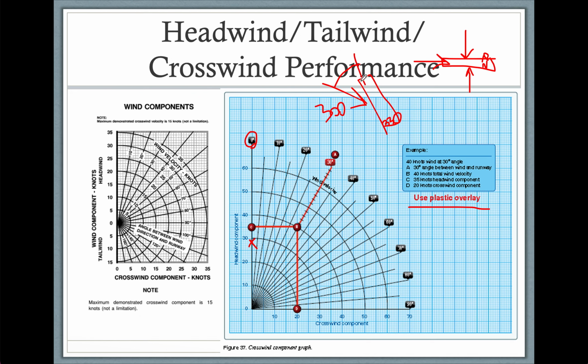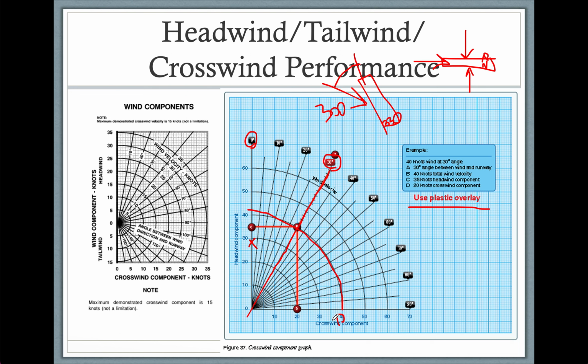So here's how it works then. On this example, there's 30 degrees difference between the wind direction and the runway. So there's my 30-degree line. And then I want to know, and the wind's at 40 knots. Okay, so if the wind is at 40 knots, then this whole arc right here is 40 knots.